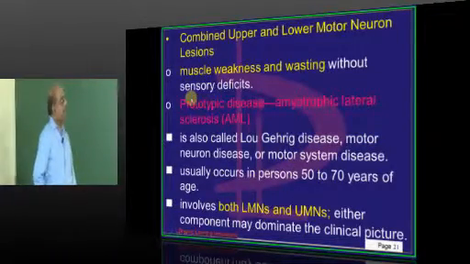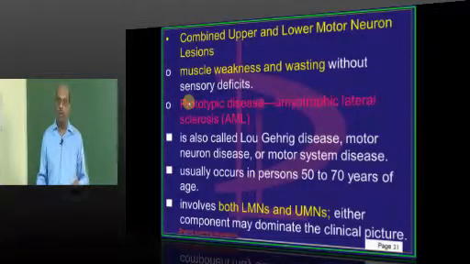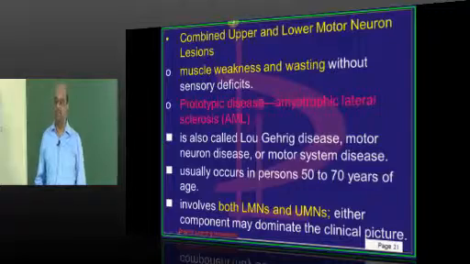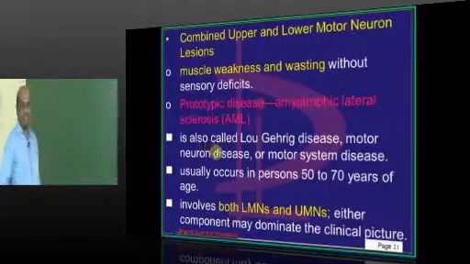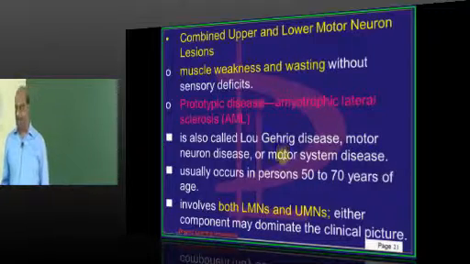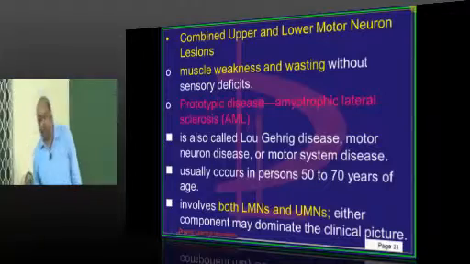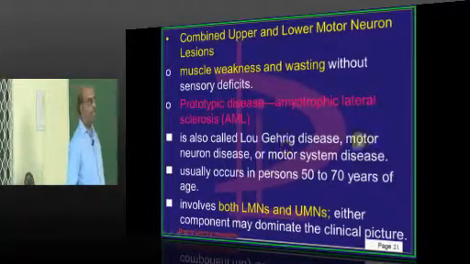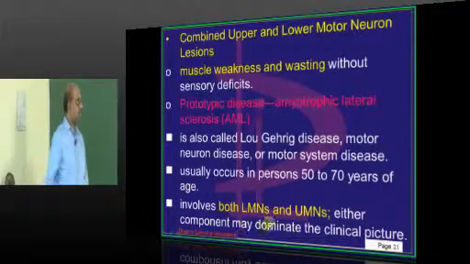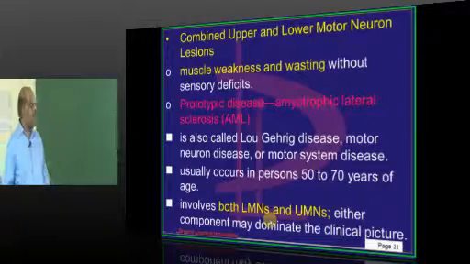Then are there any conditions where you can get, in the same patient, both upper motor and lower motor neuron features? Yes, sir. It can happen in a condition like amyotrophic lateral sclerosis. Right? Amyotrophic lateral sclerosis. What is the other name given for it? Lou Gehrig's disease or the motor neuron disease. Both LMN and also UMN get affected.